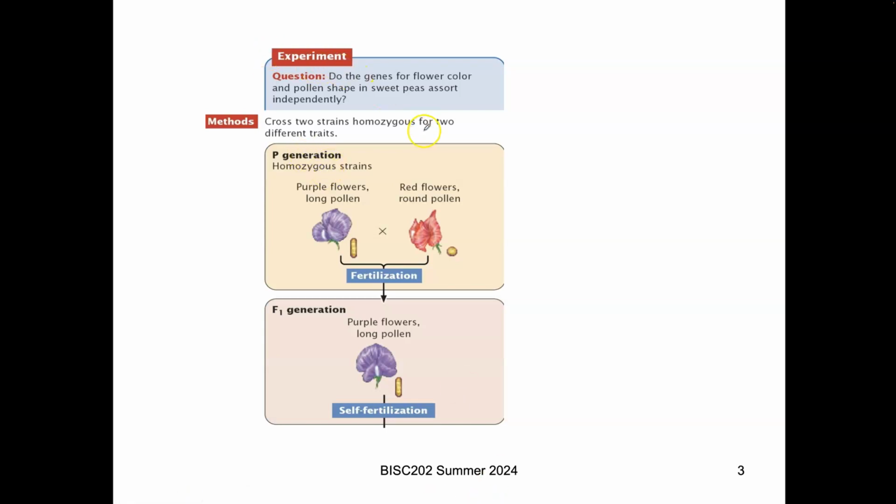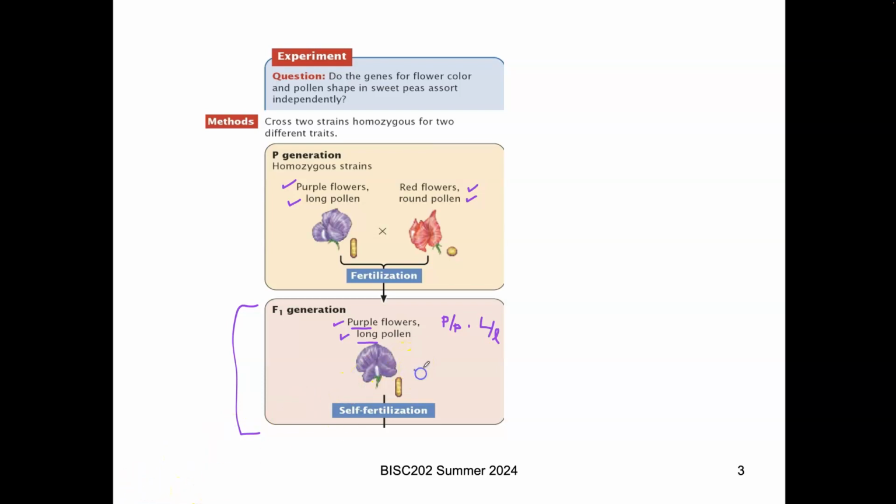So they started off with homozygous strains, pure breeding for the two traits: purple flowers and long, narrow pollen. They crossed that to plants that were homozygous for red flowers and round pollen. And when they looked at the F1, all had purple flowers and long pollen. So what does this tell us? This tells us that the allele for purple is dominant over the allele for red, and the allele for long is dominant over the allele for round. So these flowers would look like this. And that's what we know. We don't know anything else.